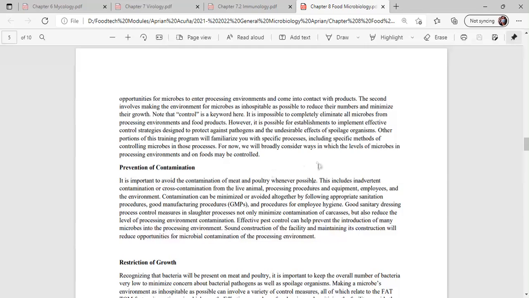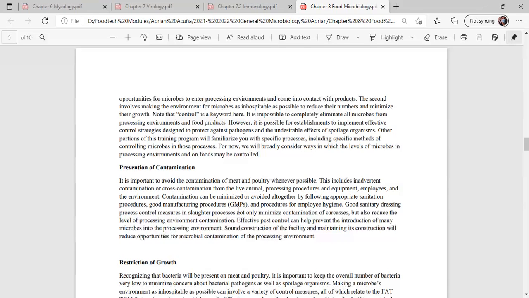Other portions of this training program will familiarize you with specific processes, including specific methods for controlling your microorganisms in those processes. For now, we will be broadly considering the ways in which levels of your microbes in processing environments and on foods may be controlled.